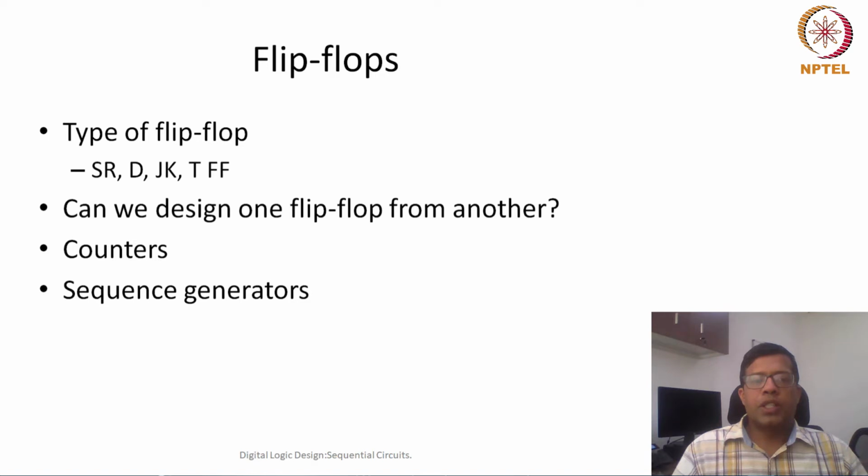So let's say we have an SR flip-flop. We know that from the SR flip-flop we can design a D flip-flop. But can we design a JK flip-flop or T flip-flop using a D flip-flop? Or basically one flip-flop from any other flip-flop. Then in this lecture we will also see how these flip-flops, let's say the D flip-flop, can be used to design clock dividers, counters or sequence generators.